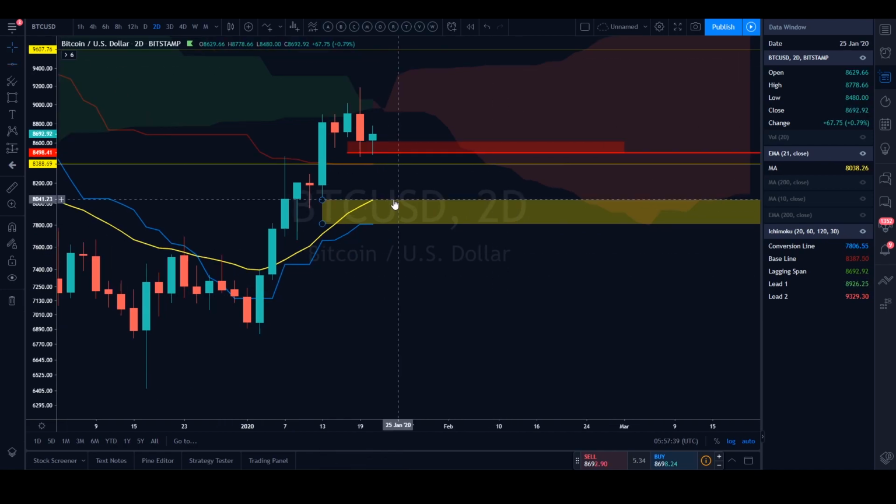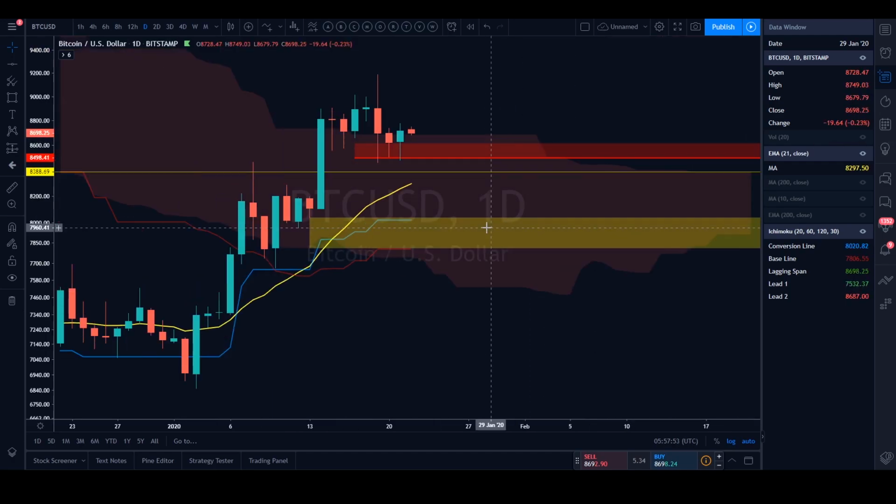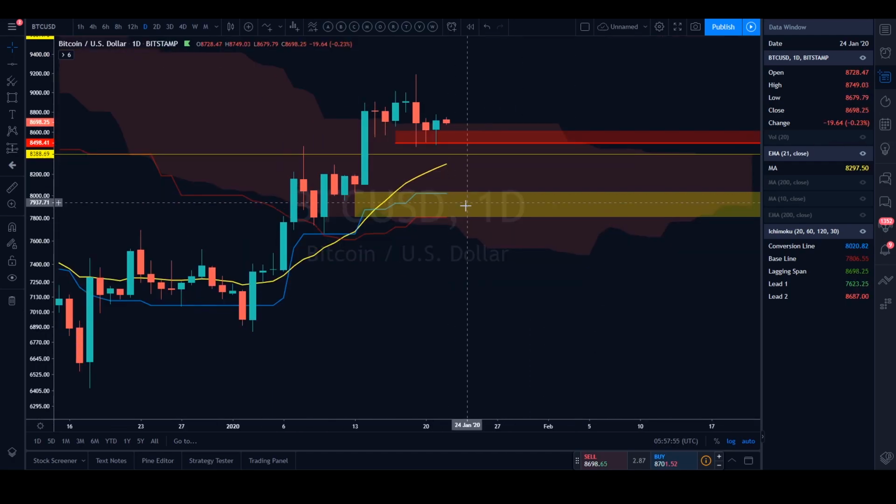Now, the 2-day 21 EMA as well as the 2-day Tenkan is sitting here. But why I've highlighted the zone is also, guys, because this is not just the 2-day 21 and the 2-day Tenkan, but it's got a lot of confluence across many time frames. Once again, if you notice, this is also the daily Tenkan as well as the daily Kijun, as well as right here we have the bottom of the daily cloud. So now we have that on the daily.